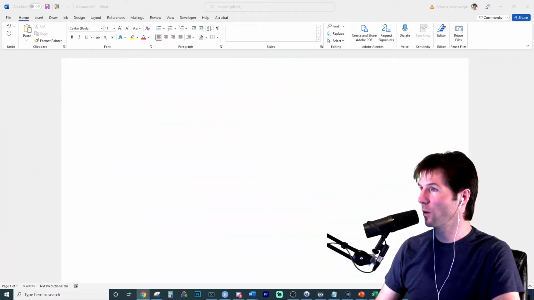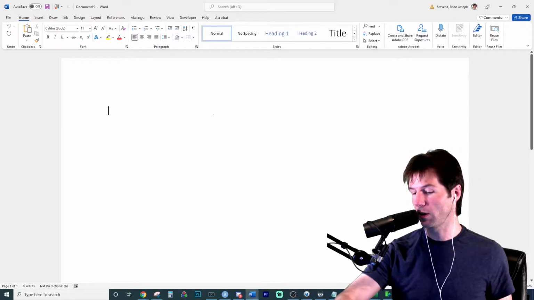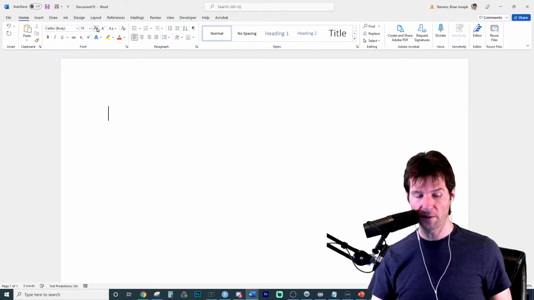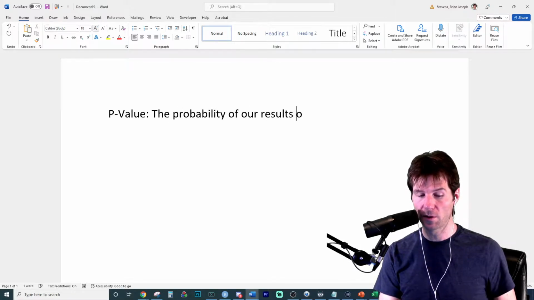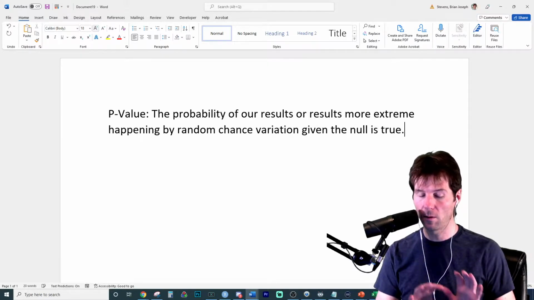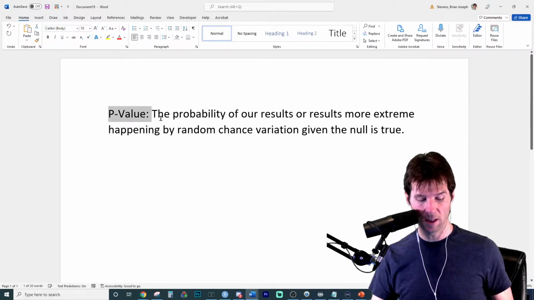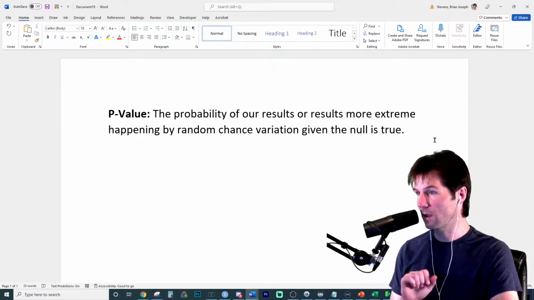Okay, so first thing we need to know is what is a p-value? Now, we don't go too detailed on p-values on the first test, so your knowledge of p-values here doesn't have to be too extreme. But a p-value is the probability of our results or results more extreme happening by random chance variation given the null is true. Now, this gets more complicated quickly when you realize that different p-values mean different things, but they always mean one consistent thing.